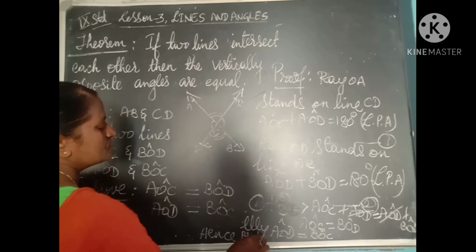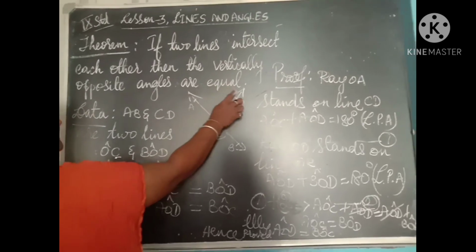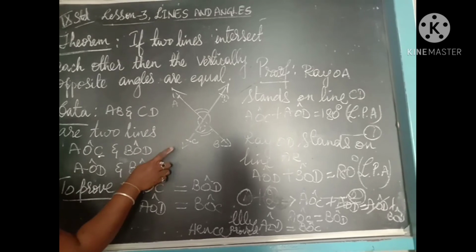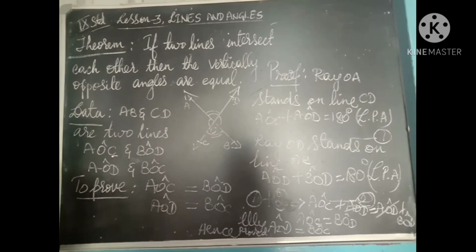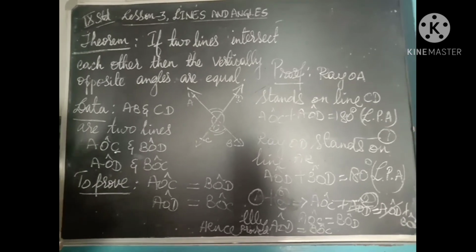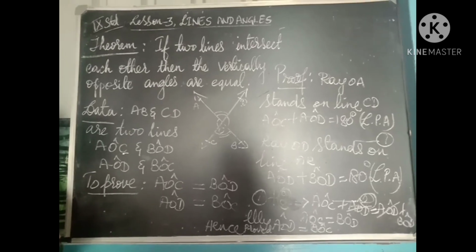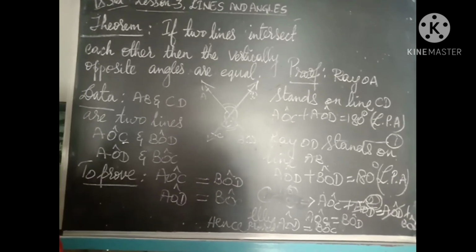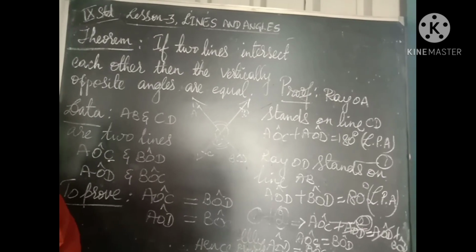What did we prove here? Vertically opposite angles are equal. If two lines intersect each other, then the vertically opposite angles are equal. Okay, this is the theorem. Okay, children, I believe so. Let us go to the examples, because examples are also equally important for your further classes. So I am explaining examples also in the next video.